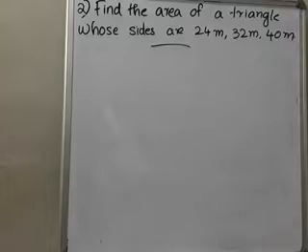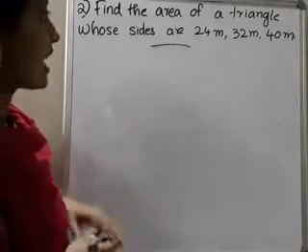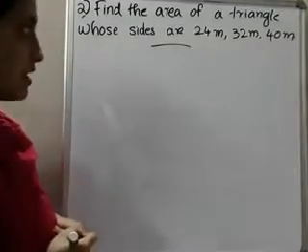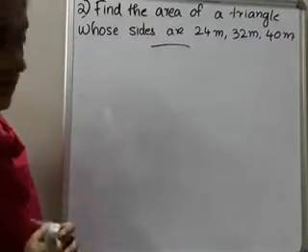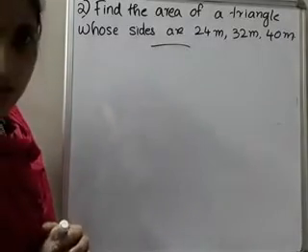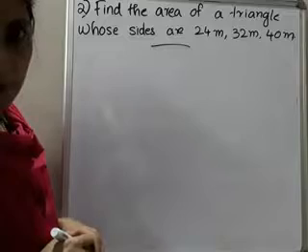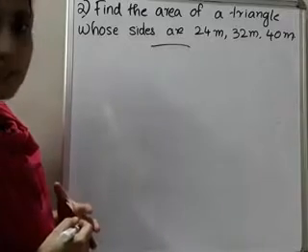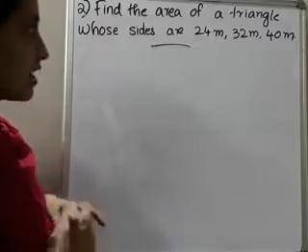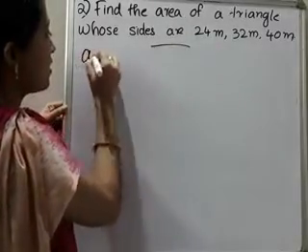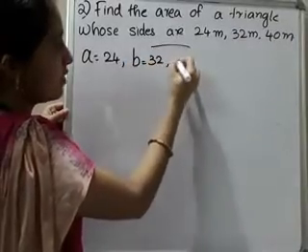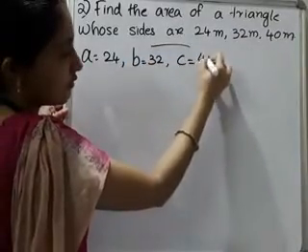A second question, find the area of the triangle whose sides are 24 meter, 32 meter and 40 meter. Okay, along with me, please write down. So what is A here? Yes, 24 meter. So please write down. A is equal to 24. B is equal to what? 32. C is equal to what? 40. So please write down that. A is equal to 24, B is equal to 32, C is equal to 40.